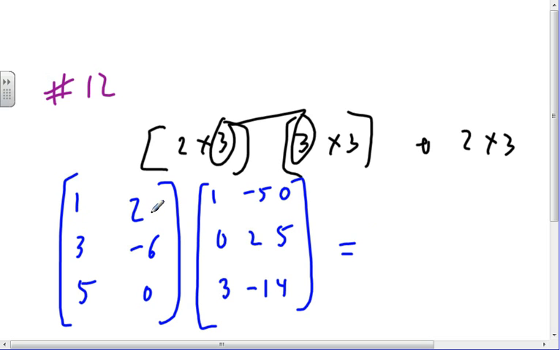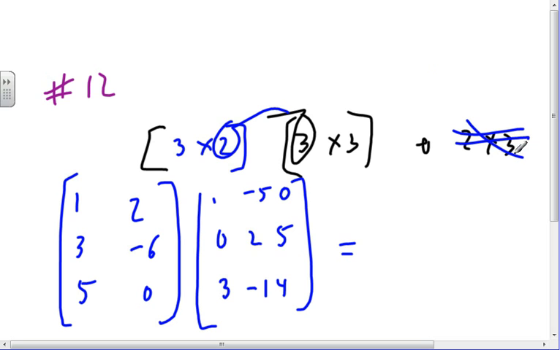Okay, first row, first column. 2. No, this is a 3 by 2. This is a 3 by 2, and it can't be done. That's what I was trying to tell you. Number 12 can't be done. Okay.